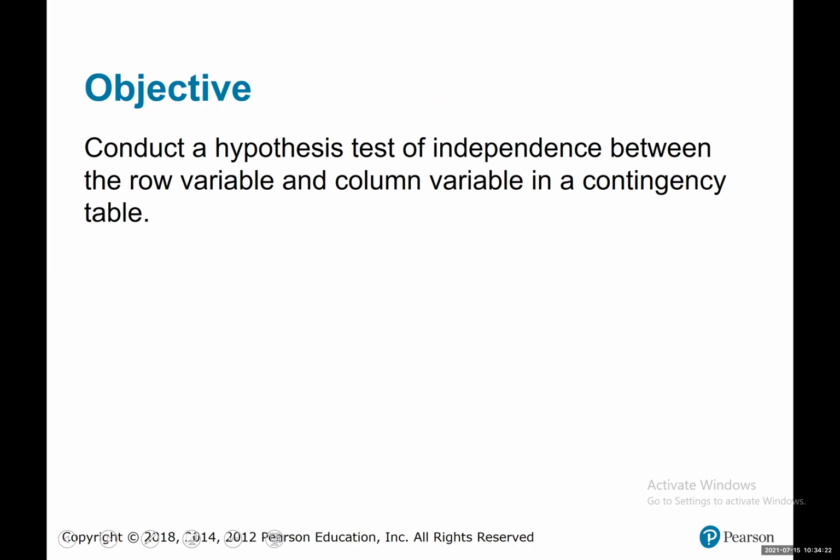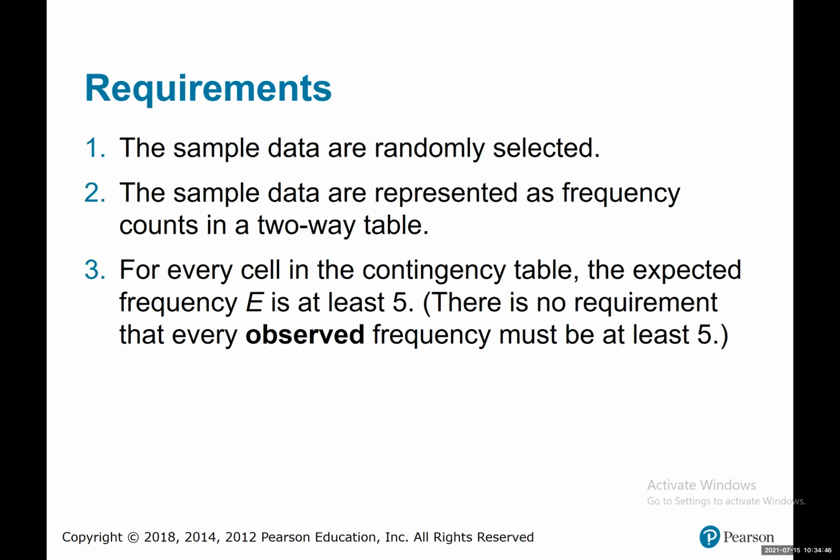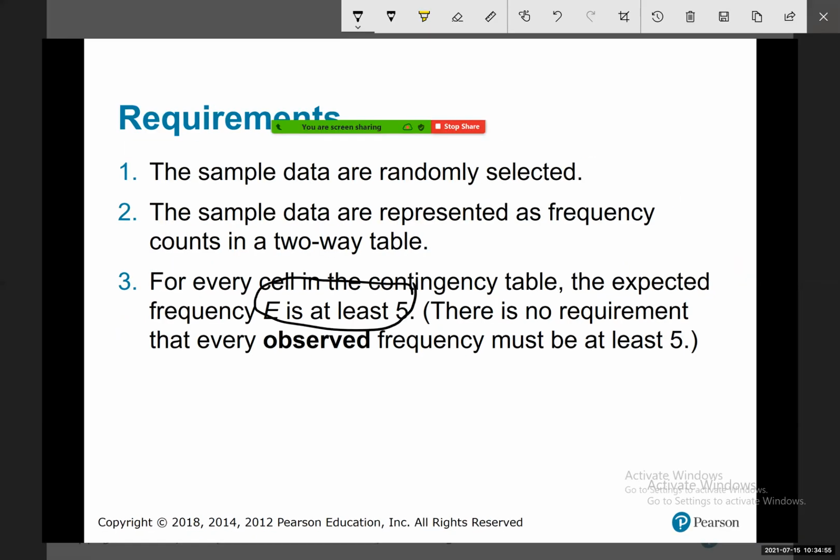So we're going to just test a hypothesis. Pretty similar. O is observed frequency, because for this one, same thing: you're going to have an observed frequency and an expected frequency. R is for rows, the number of rows you have. And C is the number of columns. Again, for this one, the expected should be at least 5. You don't care about the observed, but what you're expecting should be at least 5.